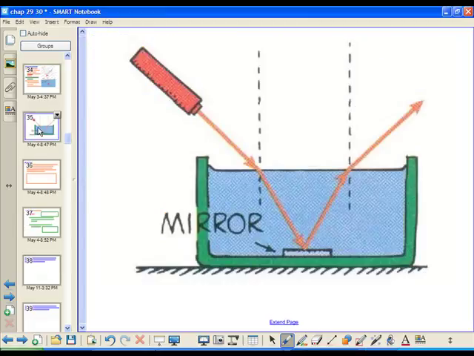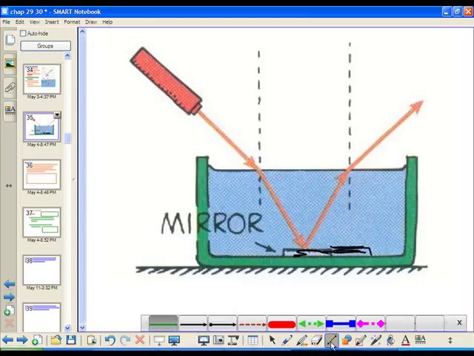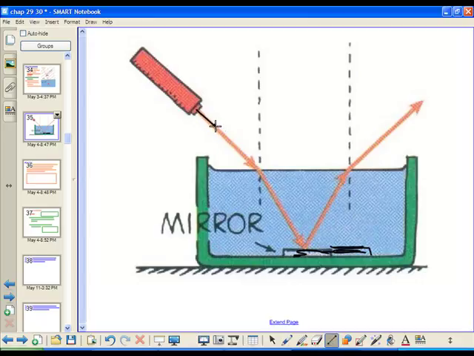So if we looked at this, say I didn't have any water in this tank. Basically what would happen is my ray would go down like this, and it would go out at an angle like that. That would be if there was no water in the tank, right? It hits the bottom, it's going to go out.